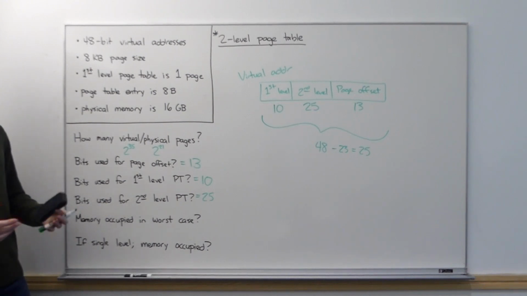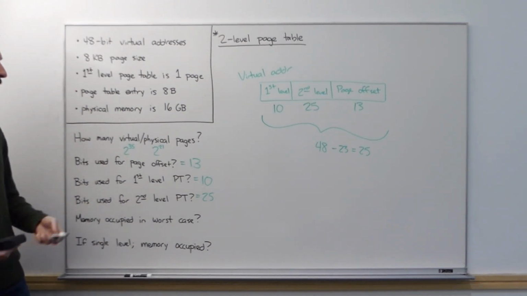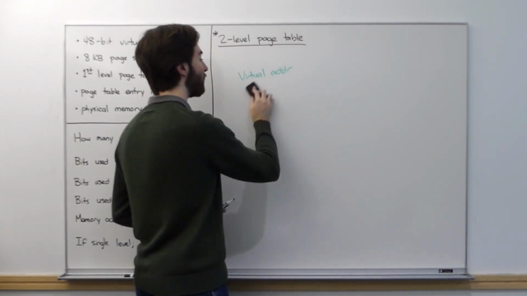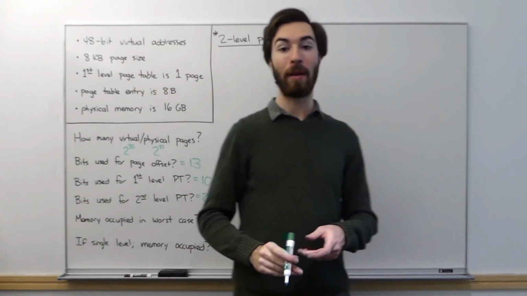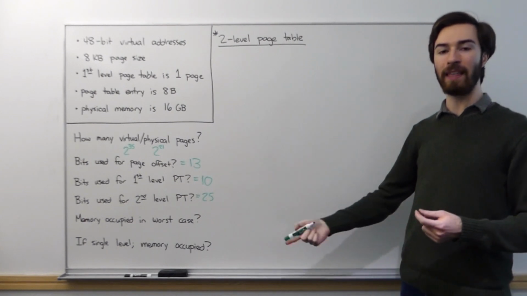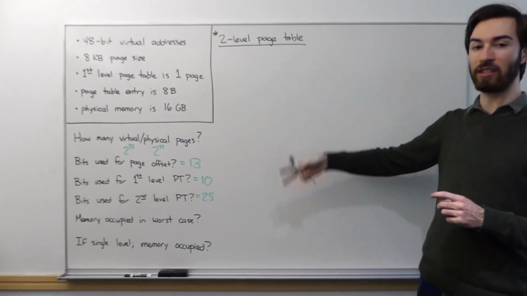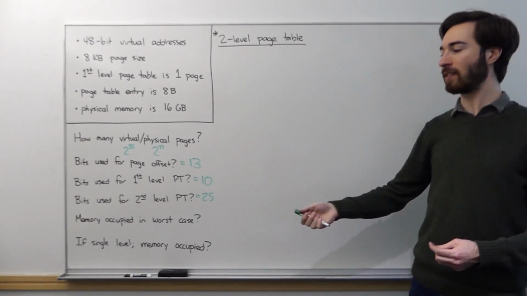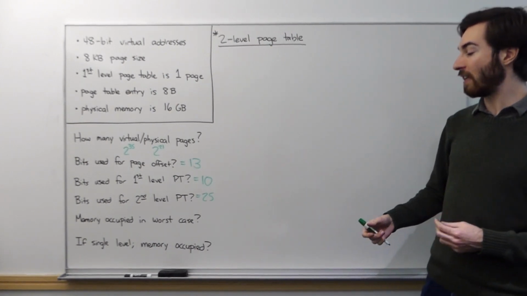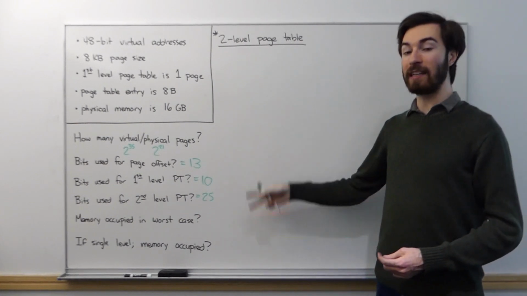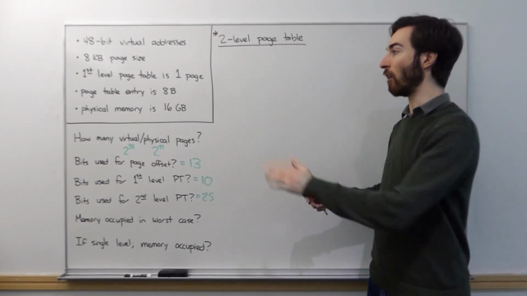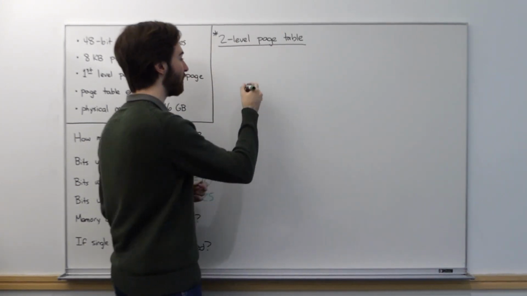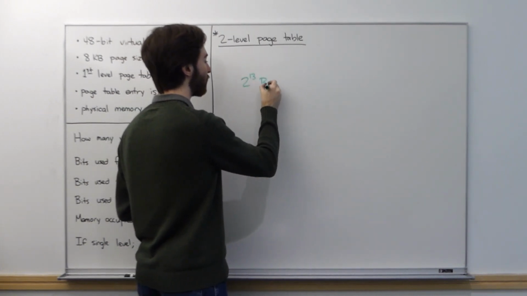Now we want to figure out how much memory this virtual page system, or the page table system, takes up in the absolute worst case. So the absolute worst case is that every single second level page table is allocated. Remember, we only need to allocate second level page tables as we need them. So in general, our 2-level page table will take up less memory than a single level page table. But in the worst case, if every single second level page table is allocated, we're going to need a whole lot more memory. So we're going to need the size of the first level page table, which we will always have, and that is 1 page, or 8 kilobytes. And of course, 8 kilobytes is 2 to the 13th bytes.